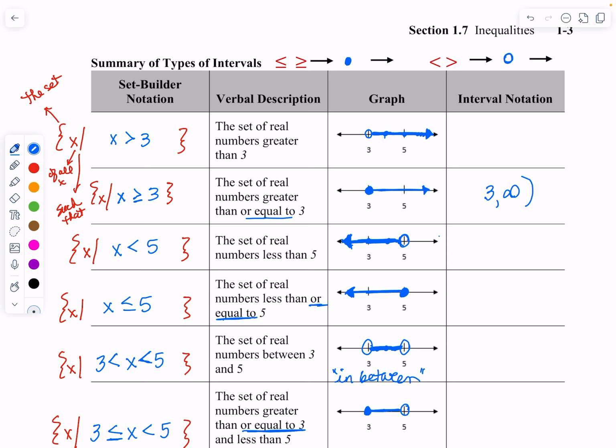Now let's talk about my 3 right here. Is 3 a solution to this? Is 3 included? The set of real numbers greater than or equal to 3. So since it says or equal to 3, we can get to 3. 3 is an answer. So that is a bracket. So if the number is in the solution, it gets a bracket. That's the one that has these equal marks. So if it has an equal mark, it's going to have a bracket, either a left bracket or a right bracket, or maybe both.